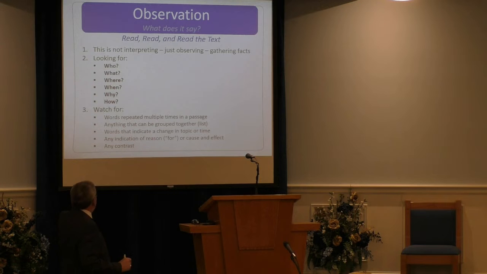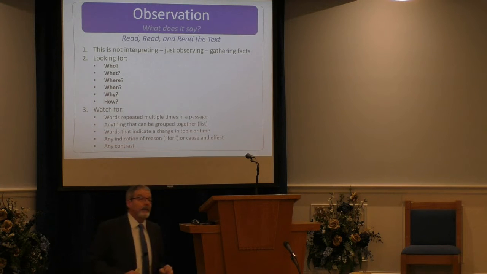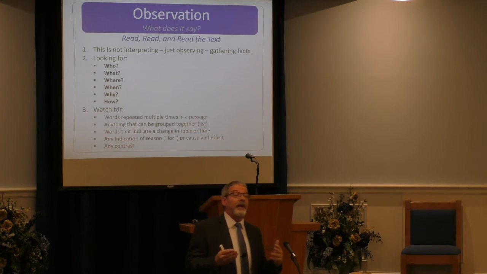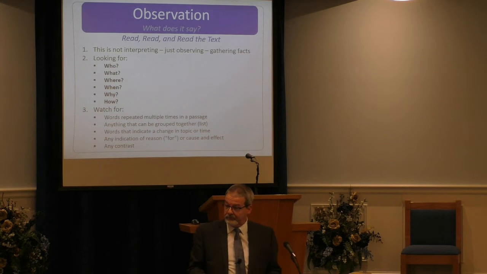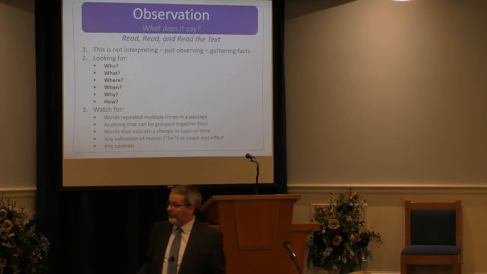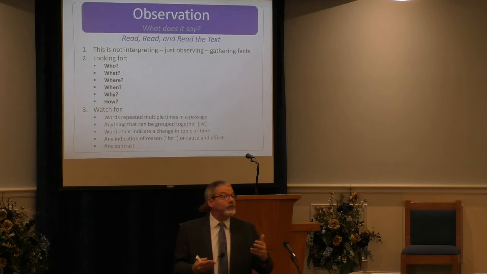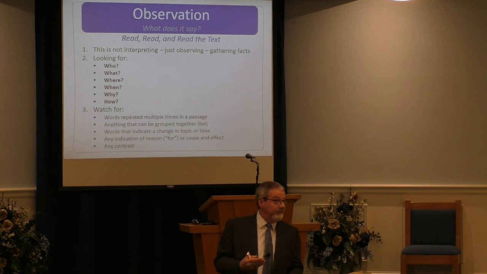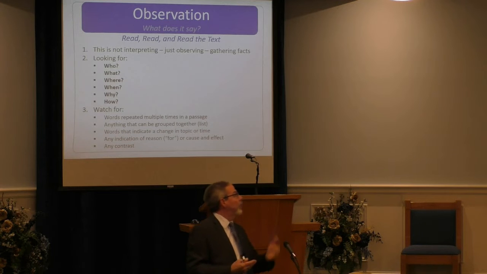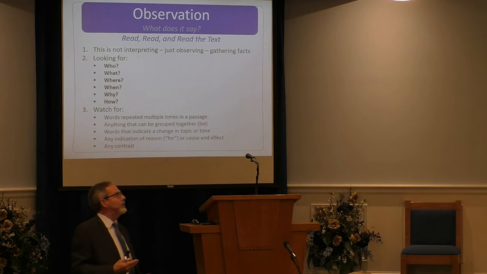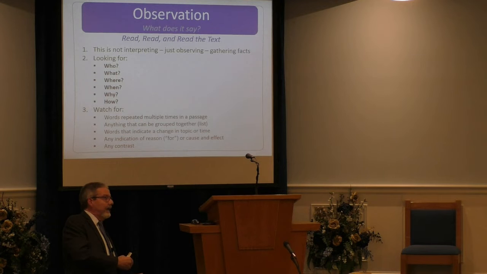Watch for anything that might be grouped together in a list, like the works of the flesh are manifest, and then here they are. The fruit of the Spirit is. Add to your faith virtue, to virtue knowledge, to knowledge. There's a list. So now I'm beginning to see things. I'm watching for that. I'm observing. I may not know what temperance is, but I know it's one of the things that's to be added to my faith. So I'll come back and interpret later. I'm just observing. Make sense?